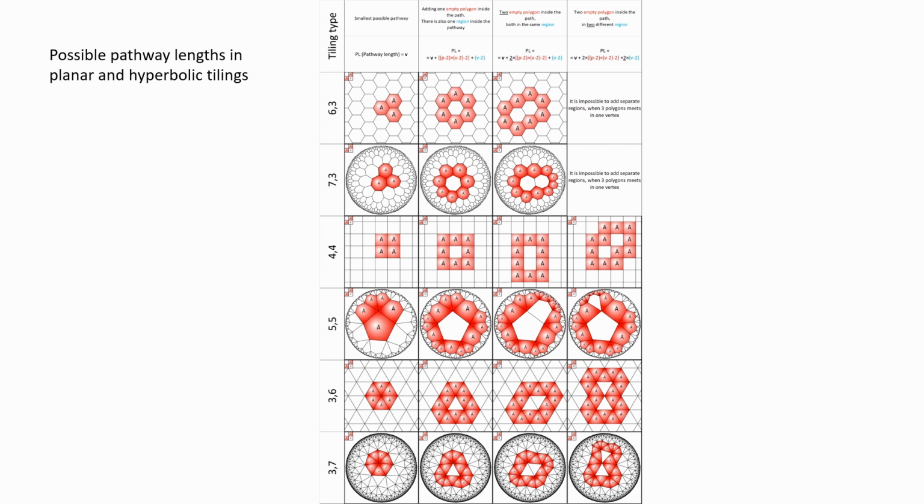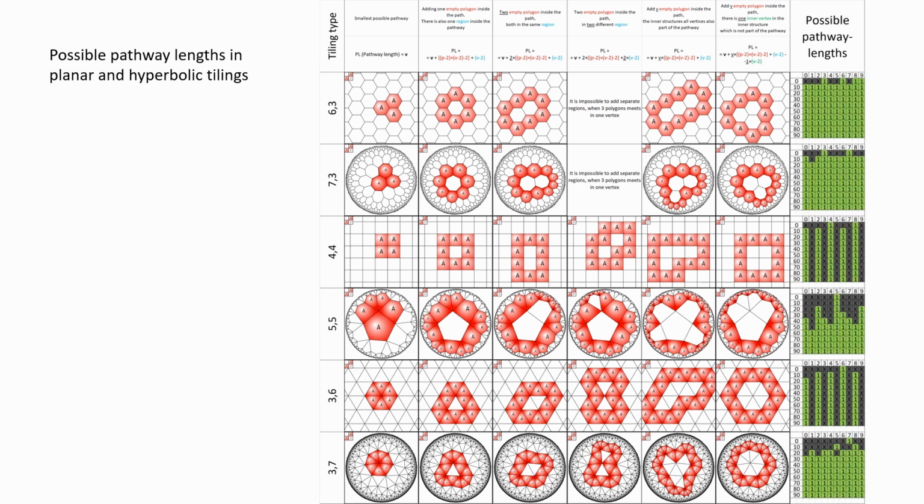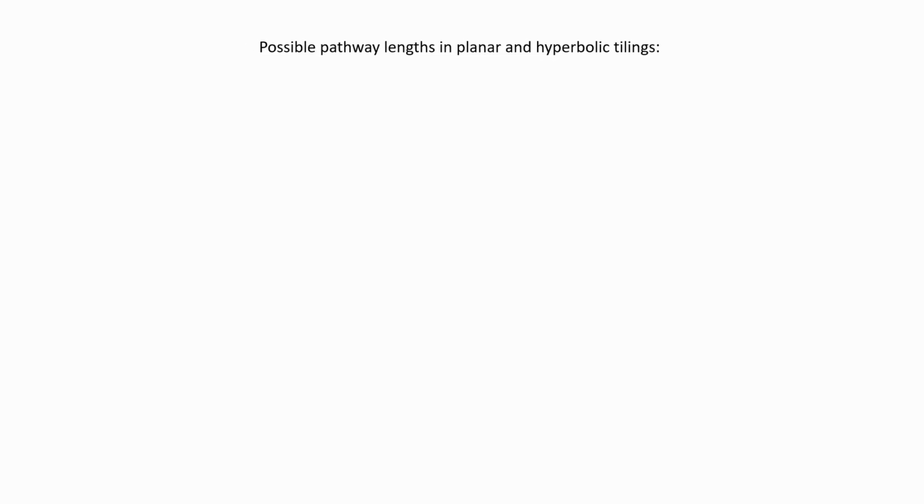In addition, the length of our chain is also affected by the internal shape, by how many vertices it contains that are not part of the chain itself. The pathway will be shorter by v minus 2 for each such point the inner shape contains. We can write the following formula.